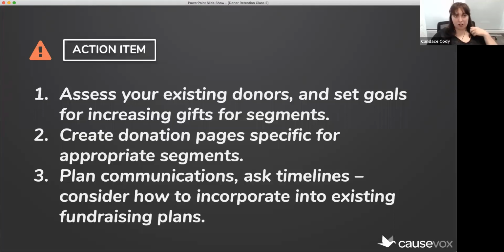As another action item, assess your existing donors and set goals for increasing the gift amounts for those segments. And number 3 would be to plan communications and ask timelines to consider. You're going to want to take a look at your gift retention goals and plan communications that line up with that, making sure that you have a timeline in which you are asking. This could come into play with existing fundraising plans as well. So if you always ask at the end of the year, for example, have that plan in place to ask for a little bit more from those existing donors.